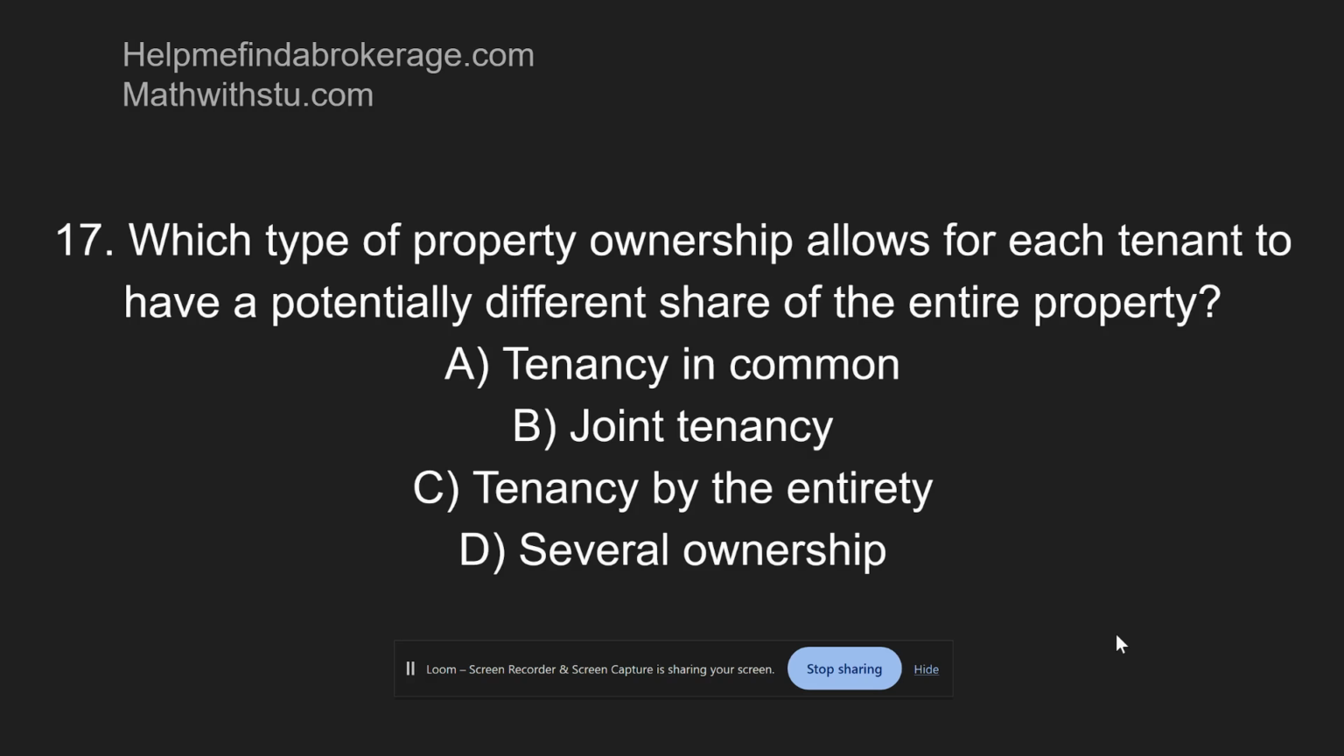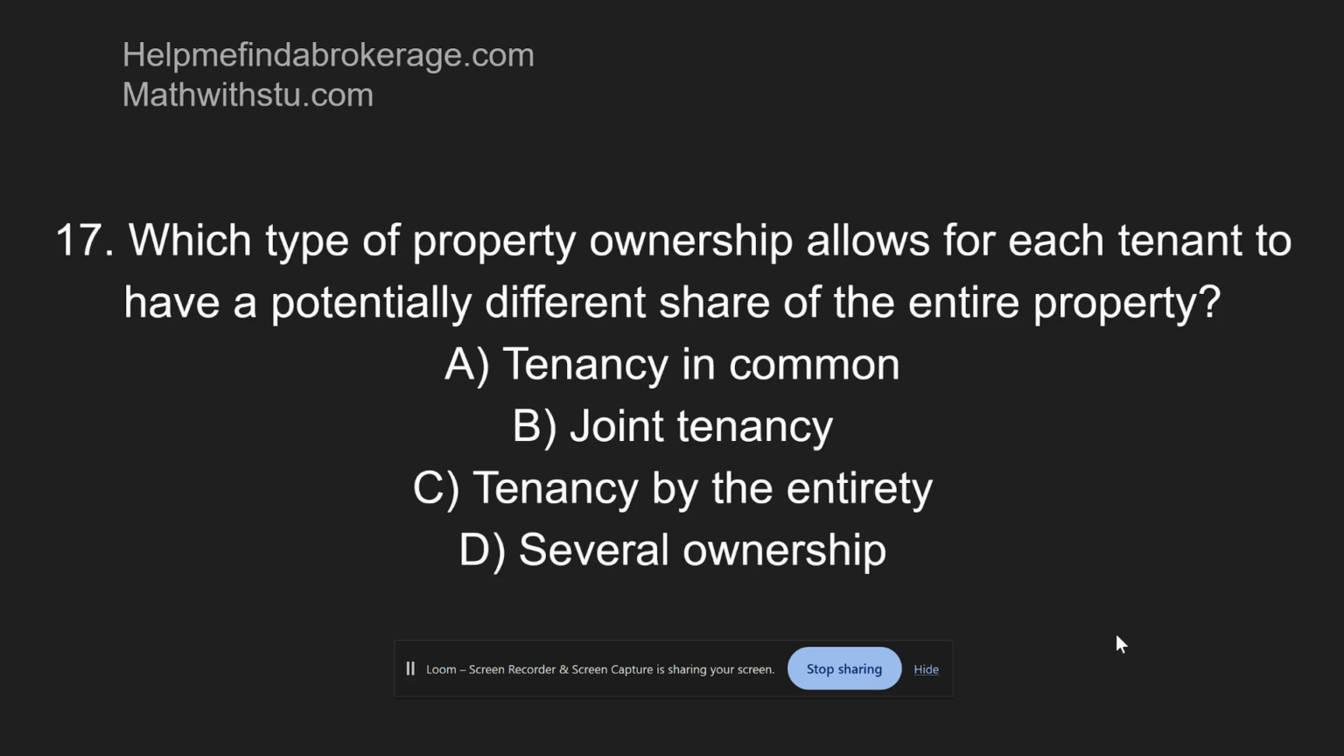So let's look at number 17. It says, which type of property ownership allows for each tenant to have potentially different share of the entire property? Is that tenants in common, joint tenancy, tenancy by the entirety, or several ownership? So what do you think on this one? What do you think is going to be the best one there? Is it going to be several ownership?